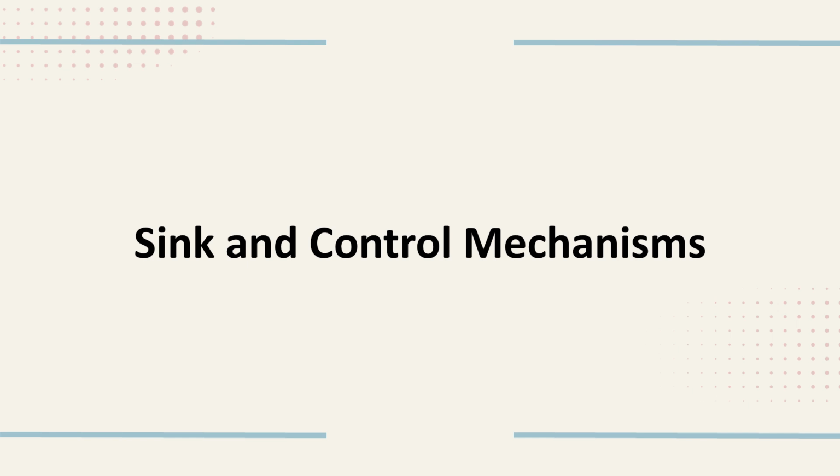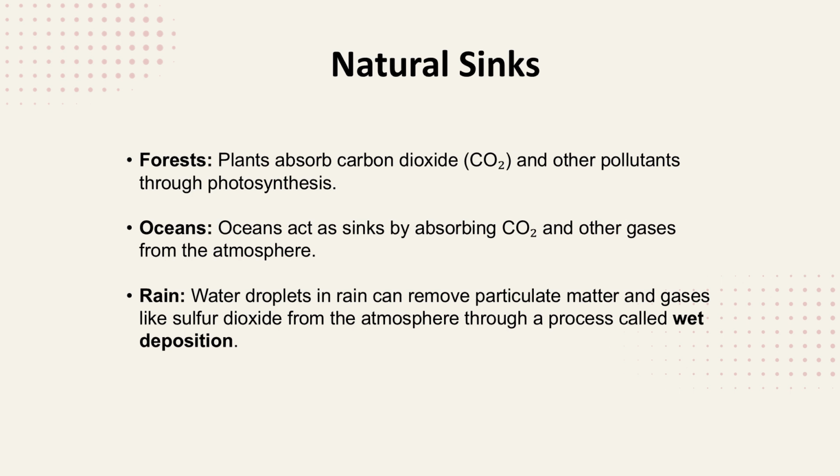Air pollutants naturally disperse and are removed by certain sinks, but human intervention is often required to control emissions effectively. Natural sinks. Forests absorb CO2 through photosynthesis. Oceans act as sinks by absorbing CO2 and other gases. Rain helps remove pollutants like particulate matter and sulfur dioxide from the atmosphere through wet deposition.